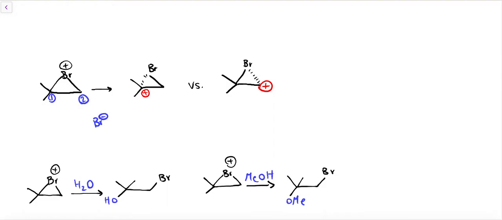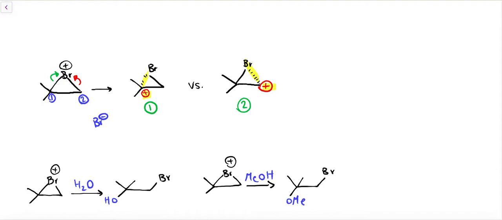So we might start losing or breaking the C-Br bond right here, and that gives us the intermediate shown here. So this C-Br bond is being broken and we put a positive charge right here. Or we could break this one instead, and that gives us intermediate number 2. So again, this C-Br bond is being broken and we put a positive charge on this carbon.